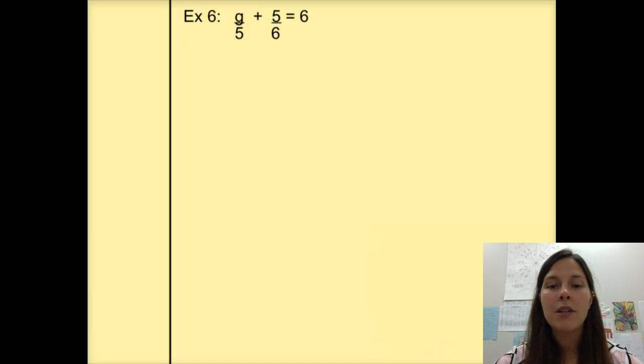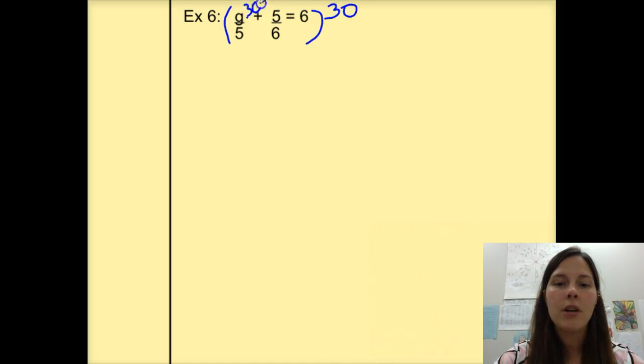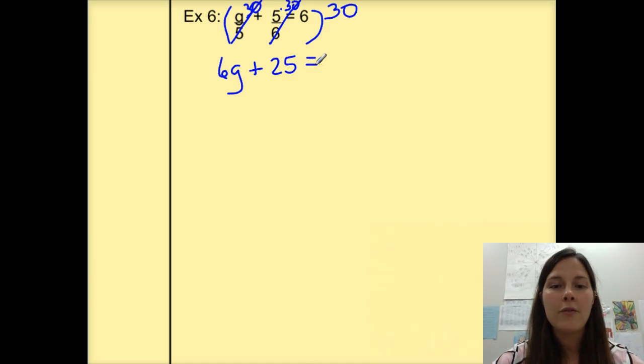One more fraction one. The least common multiple on this one, or the common denominator for 5 and 6, is 30. So I'm going to multiply every single term by 30. So my first term, when I multiply it by 30, I get 30 divided by 5 is 6. Multiplying my second term by 30, 30 divided by 6 is 5, times the 5 in the numerator gives me 25. And on the right-hand side, I don't have a fraction, so I have nothing to cancel. 6 times 30 is 180.